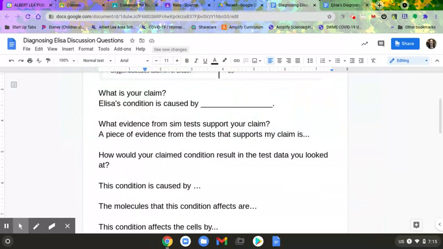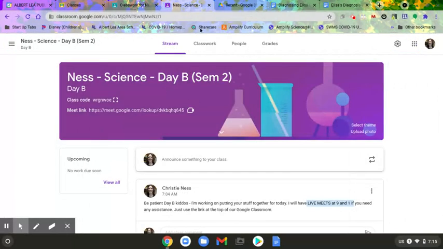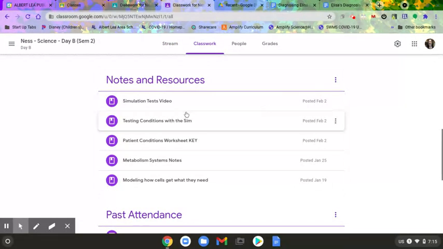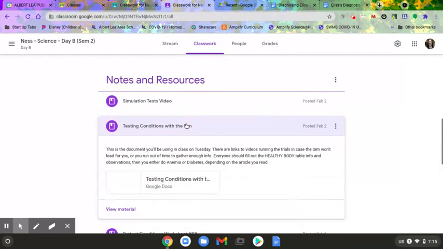We get to find out Elisa's test results today. What you were supposed to do the other day was compare the data that you had from the healthy body and then your condition. You should have the one document with the table on it. I'm going to go find it here in Classroom. Sorry, I should have had this up. Testing conditions with the sim.